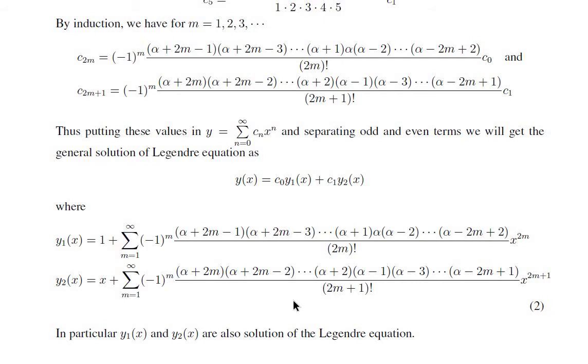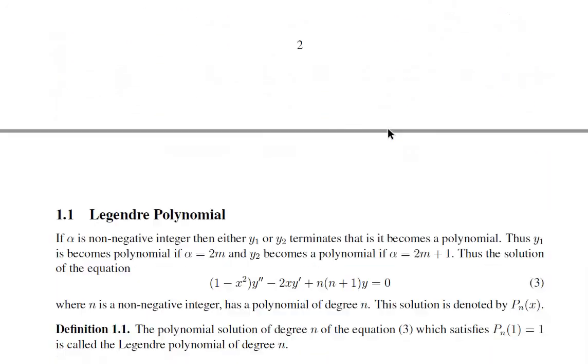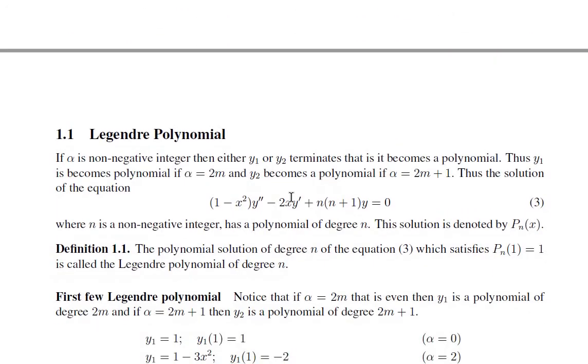So if we take alpha, instead of a real number, as a natural number, the equation will become 1 minus x square y double dash minus 2x y dash plus n into n plus 1 y.